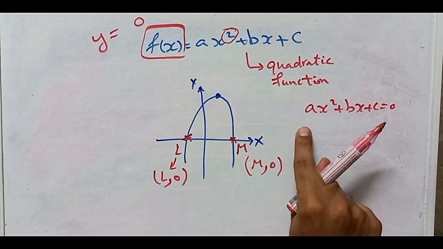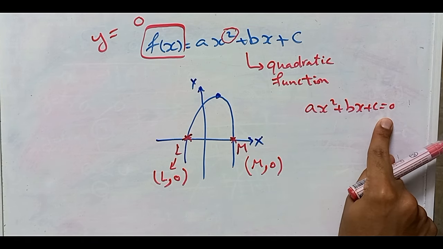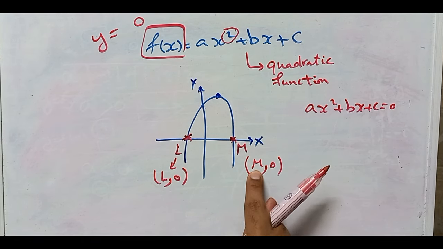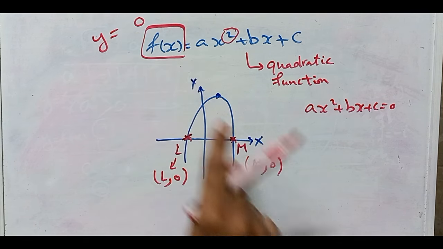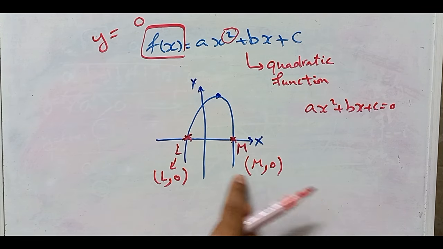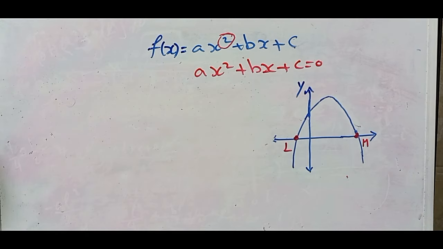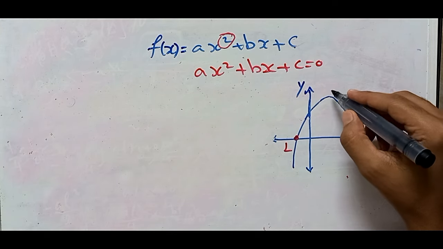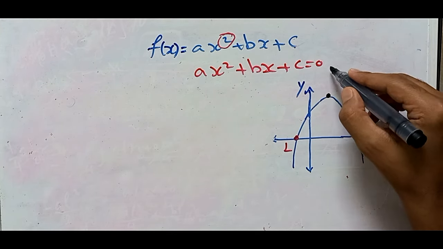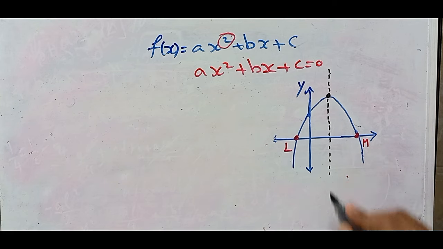So the quadratic equation gives you the value of x that makes the machine equal to 0. So the solution is the intersection points with x-axis. Also, all of you know that the quadratic curve has a symmetric axis at the vertex. The vertical line is the symmetric axis for the quadratic curve.